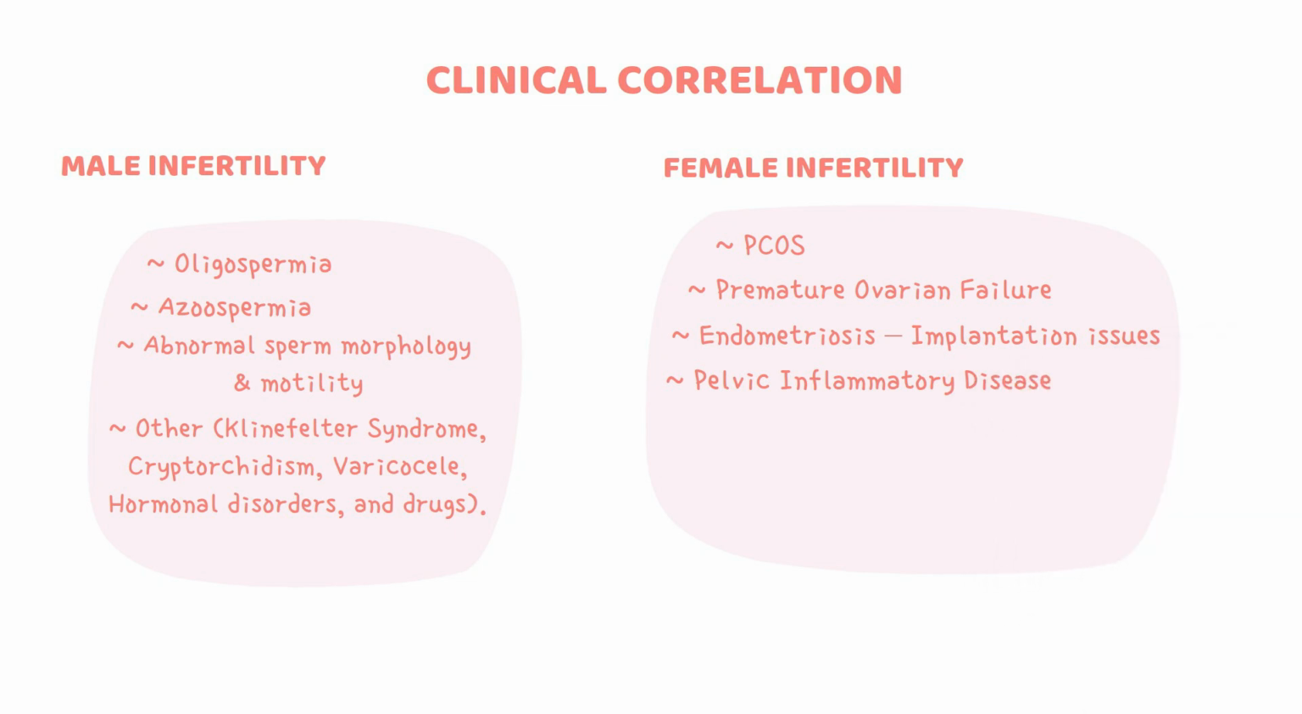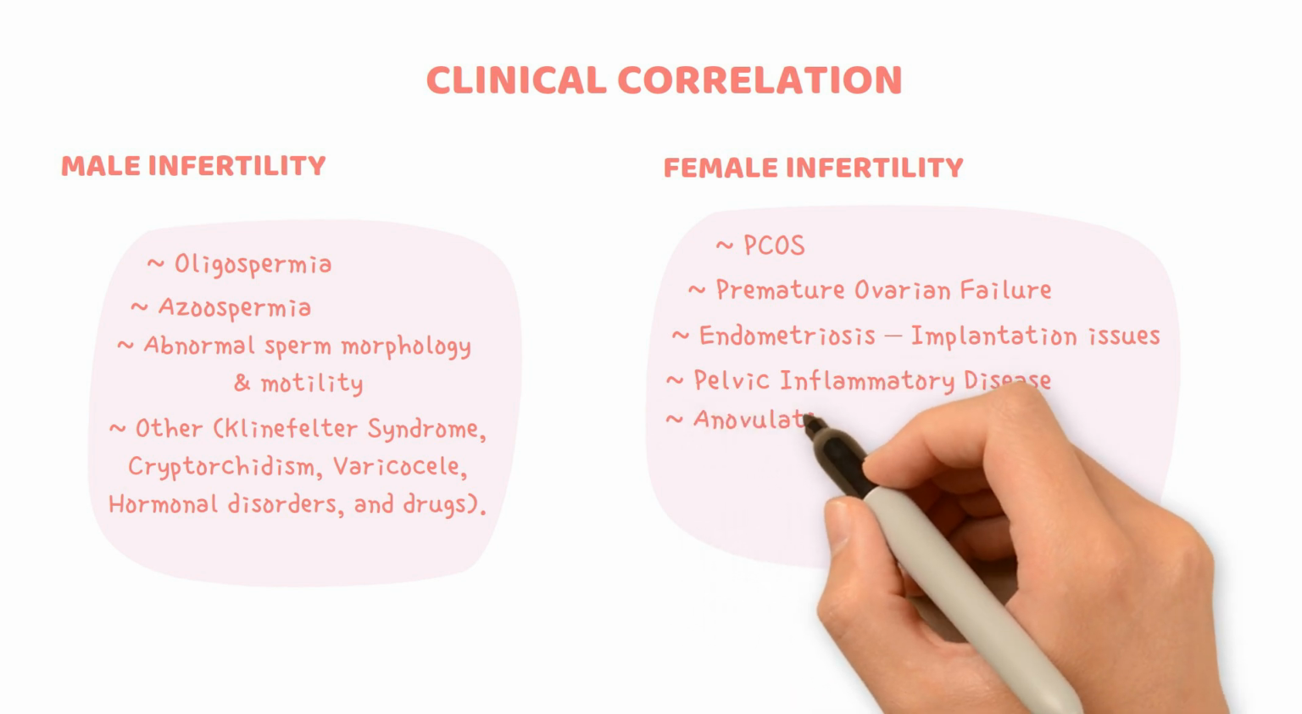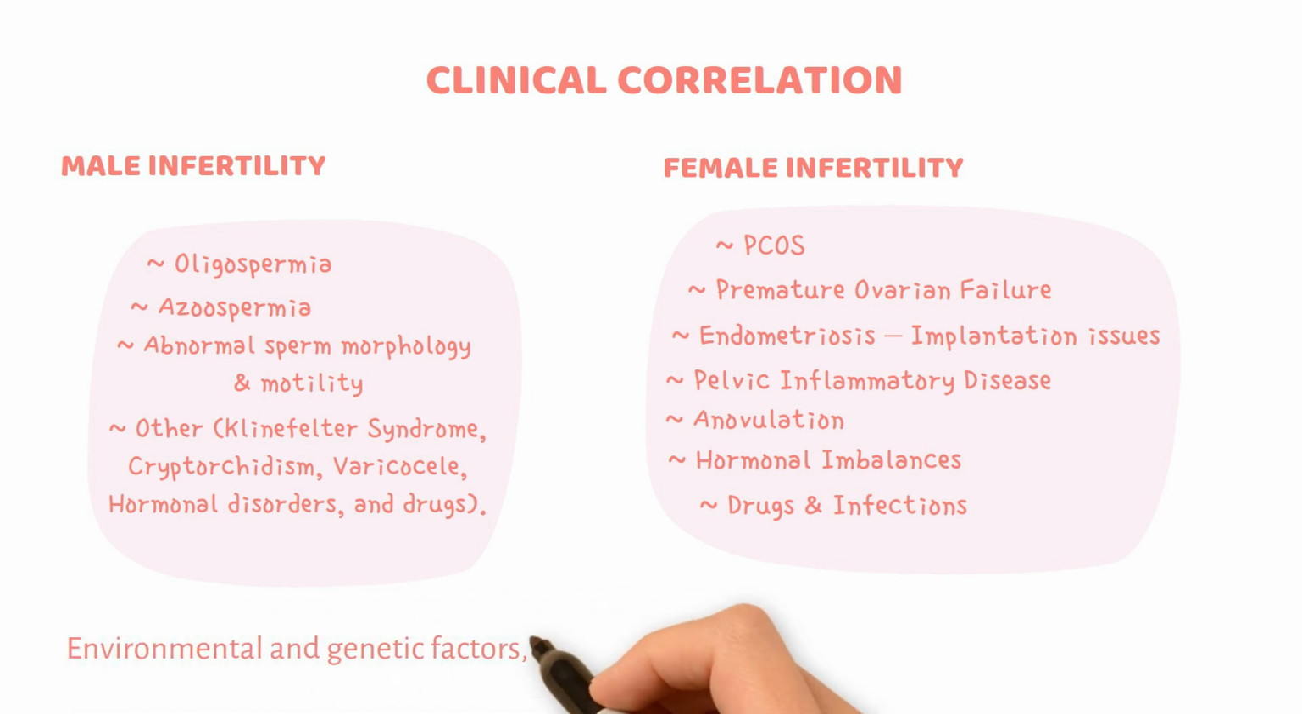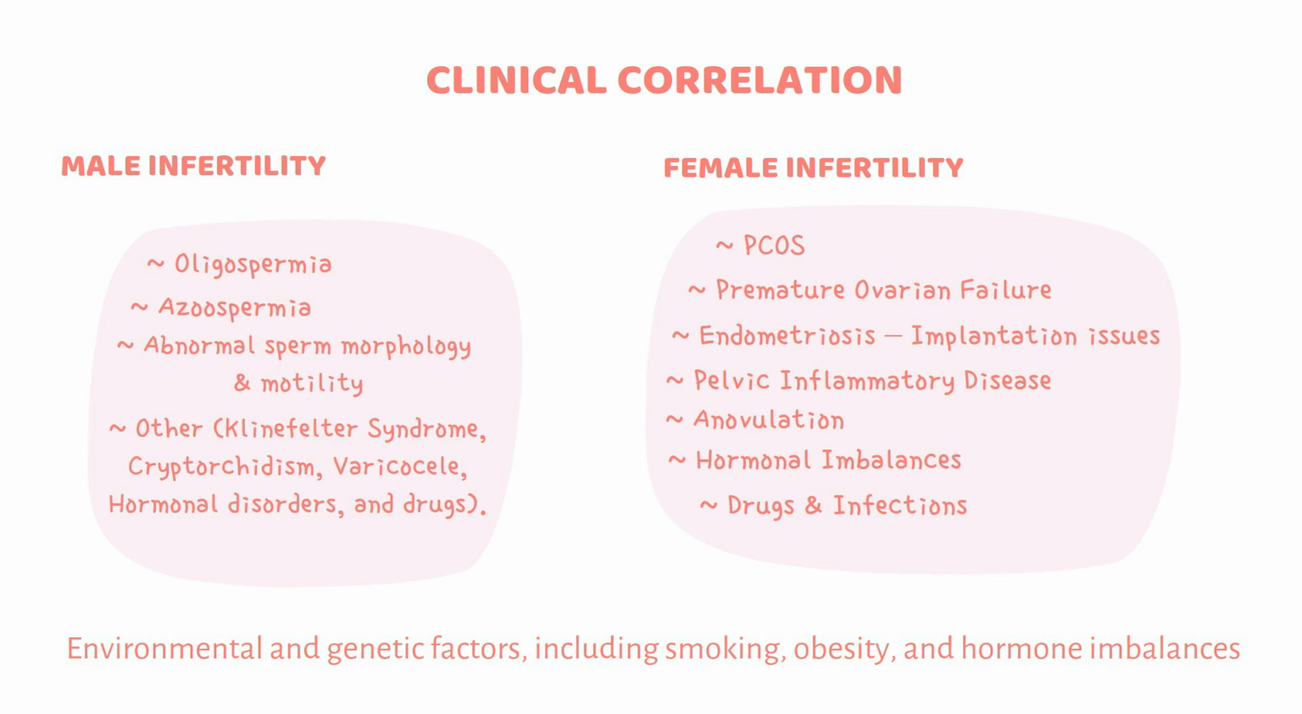Pelvic inflammatory disease is an infection of the female reproductive organs, usually caused by sexually transmitted bacteria, leading to pelvic pain, fever, abnormal discharge, and potential infertility. Anovulation is the absence or failure of ovulation, where the ovaries do not release an egg during the menstrual cycle, leading to irregular periods and potential infertility. Female infertility is also caused by hormonal imbalance, drugs, and infections. Environmental and genetic factors, including smoking, obesity, and hormone imbalances, affect both male and female fertility.